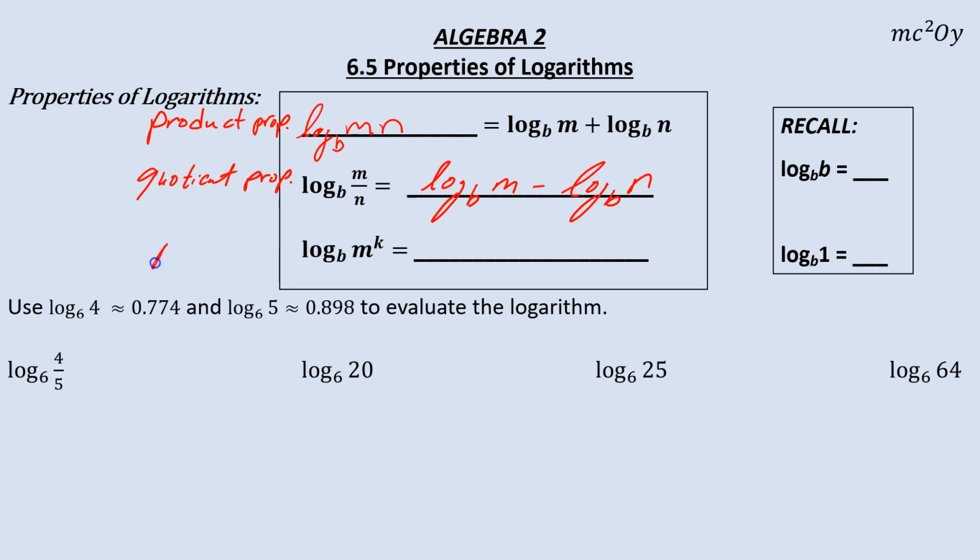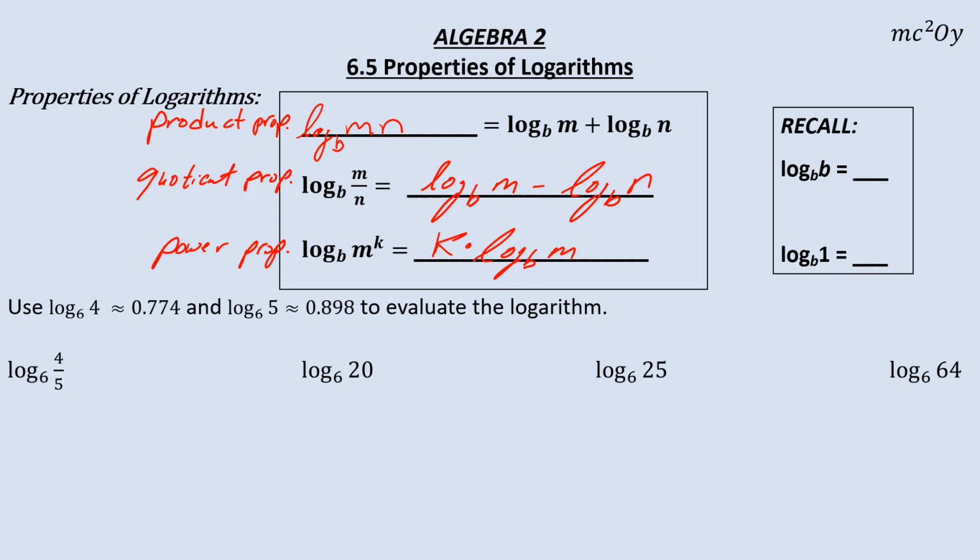And then the power property. The power property says log base b of m to the k power is equal to, we bring that k out front, k times log base b of m.